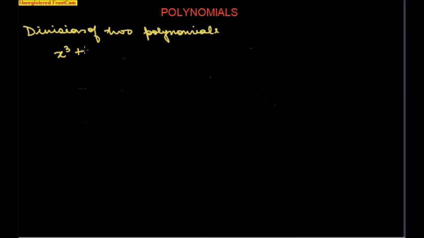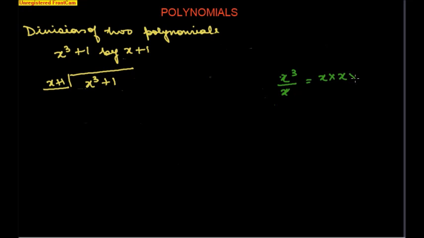x cube plus 1, we have to divide this by x plus 1. Let's see. I have x cube plus 1 and here x plus 1. Now I take the first term x cube divided by x. See, x cube is written as x into x into x. When you cancel it, you get x square. So the first term of the quotient is x square. x square into x is x cube and x square into 1 is x square.